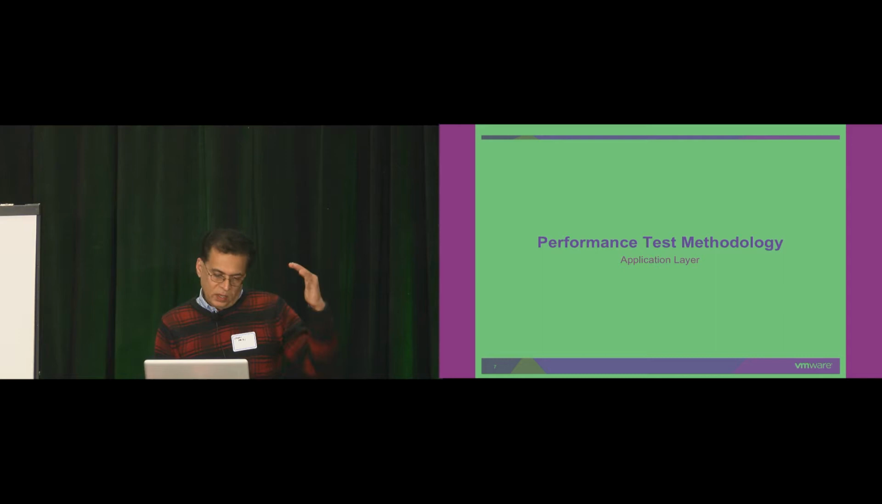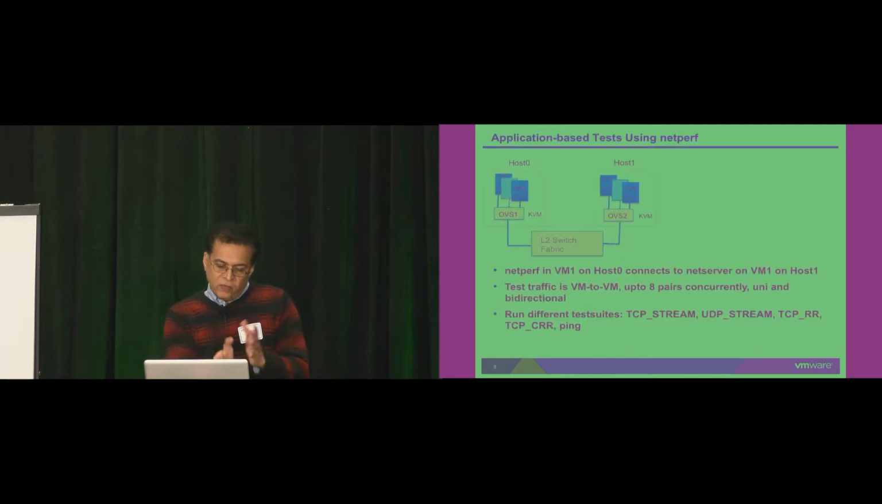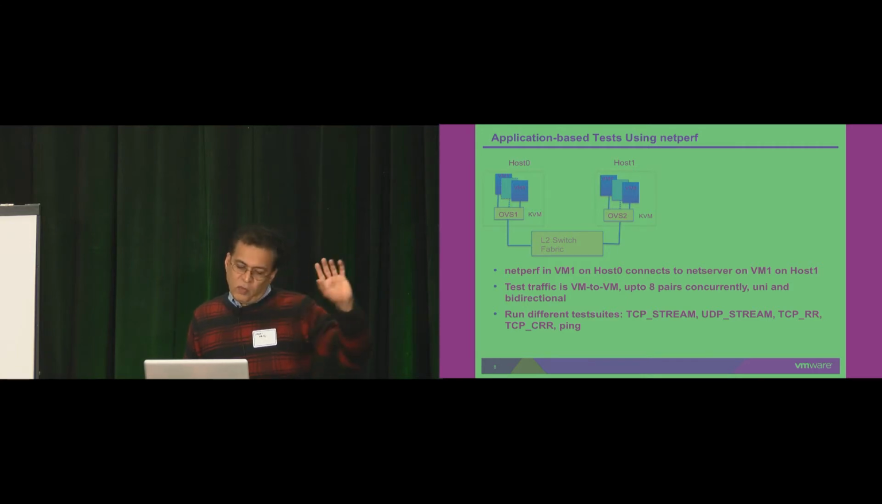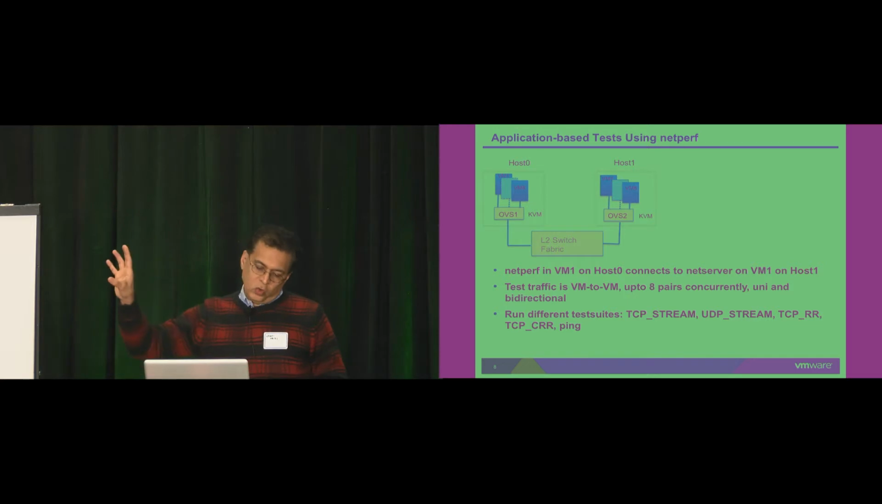Okay, let's talk about a higher level. Again, we use a simple topology where we have VMs connected to the OVS on host 0, talking to VMs on host 1, and we use netperf as a micro benchmark where VM1 on host 0 talks to VM1 on host 1, and we can have multiple such pairs. And we run different kinds of test suites to characterize performance.